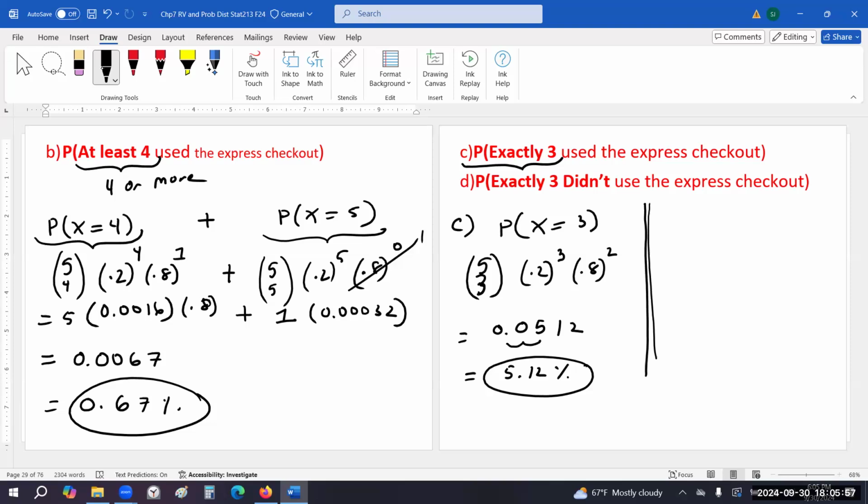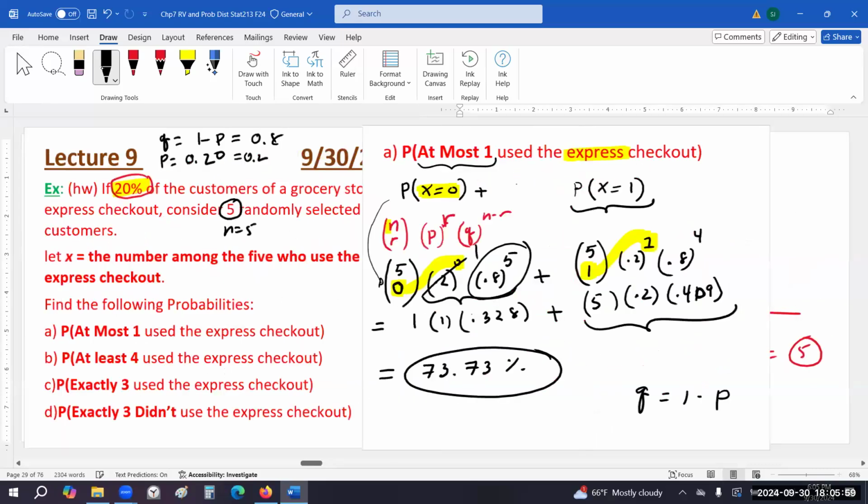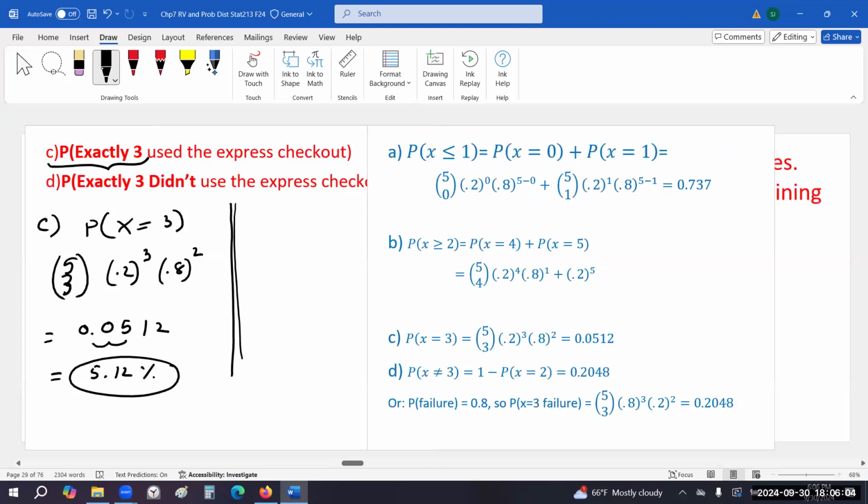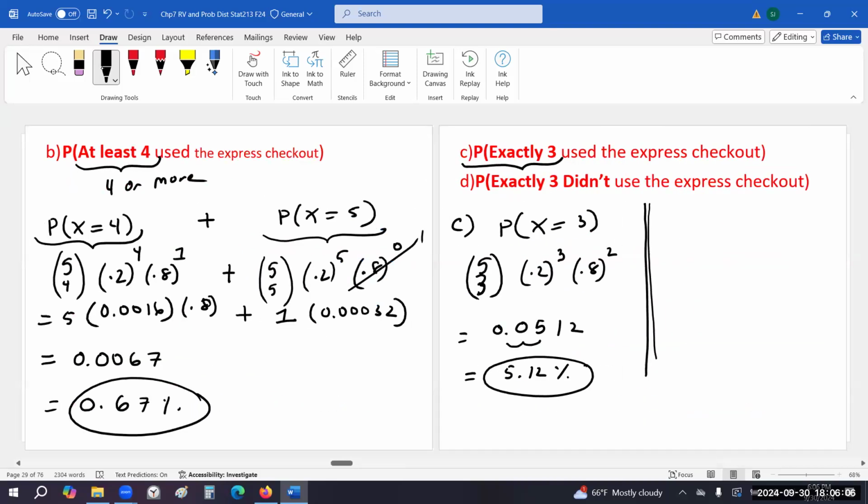And what did we get for the first one? 73%. That at most one, oh, it means not many people actually use express checkout. For the first one, at most one uses 0.73. The more we go, the less we get. For exactly 3 is 0.05, and 4 or more is 0.0671.